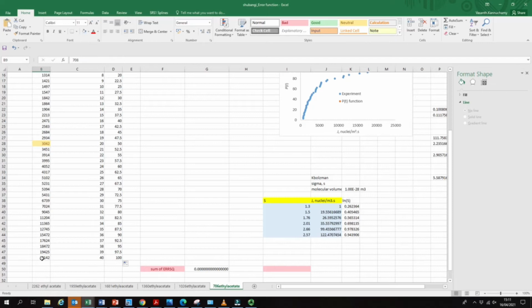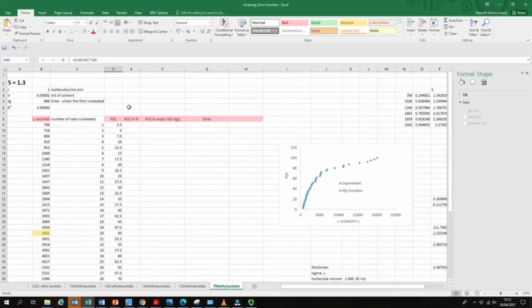And then when time t equals 20142 seconds, 100 percent of the vials got nucleated, which means all 40 out of 40 got nucleated. So that's the meaning of that. If you want, you can express it in terms of number. Okay, I can remove the percentage.